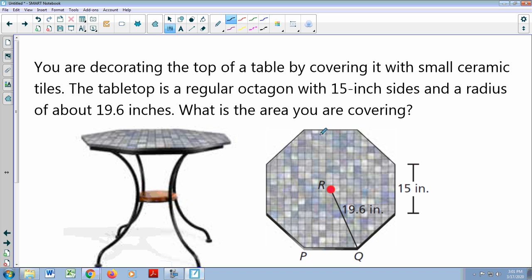So this one here, you are decorating the top of a table by covering it with small ceramic tiles. The tabletop is a regular octagon with 15-inch sides and a radius of about 19.6 inches. What is the area you are covering?